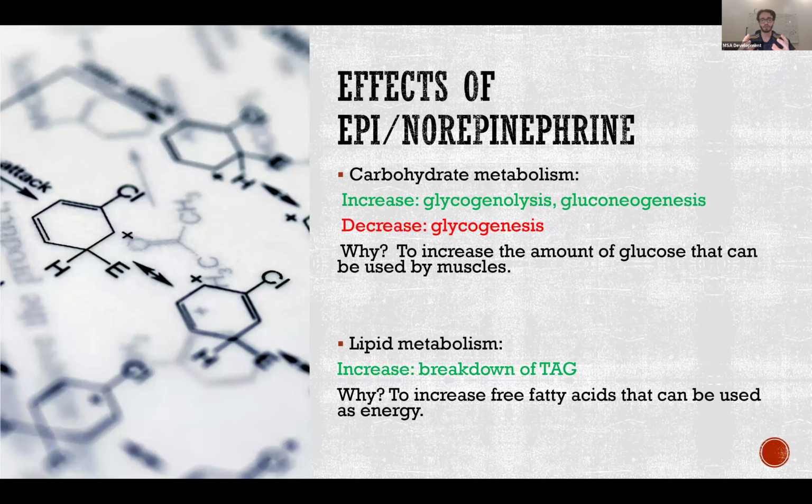Right now, the body is in stress. We want energy. We want glucose. It is not the time to store glucose. We want to use it. That's why it's going to decrease. But that's with regards to carbohydrate metabolism.